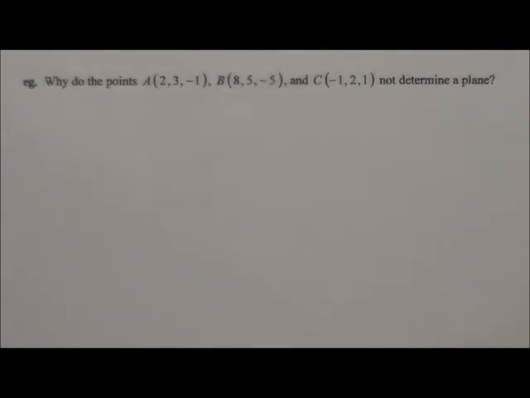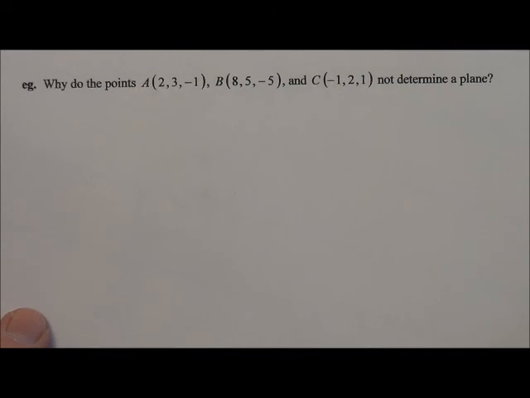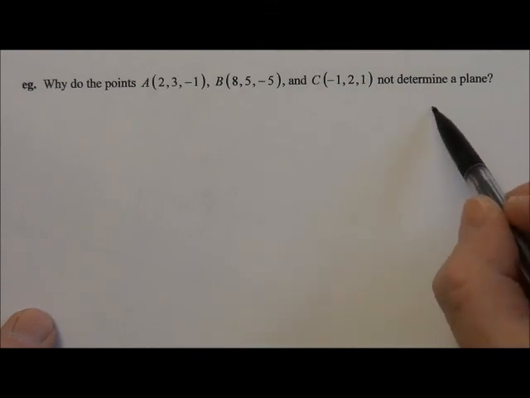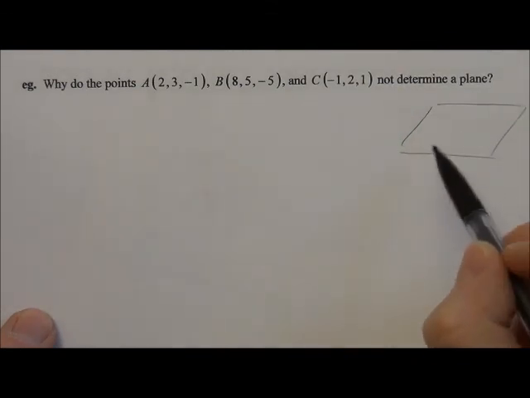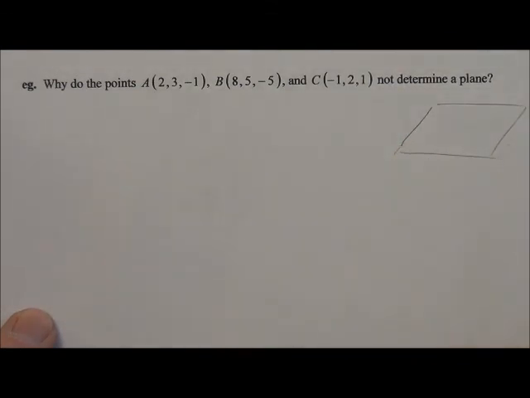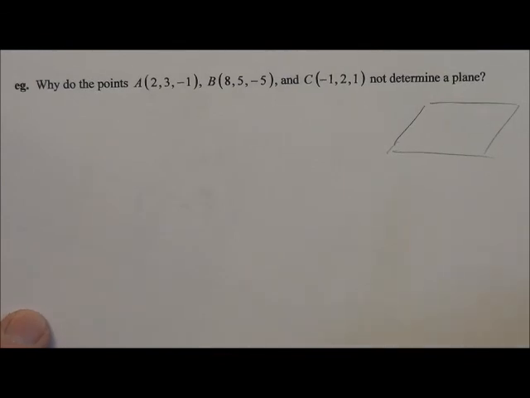Okay, so let's take a look here. Why do points A (2, 3, -1), B (8, 5, -5), and C (-1, 2, 1) not determine a plane? Well, for a plane to exist, I know generally planes look like rectangles, but they of course spread out in all directions, in the two directions of the plane itself, forever and ever.